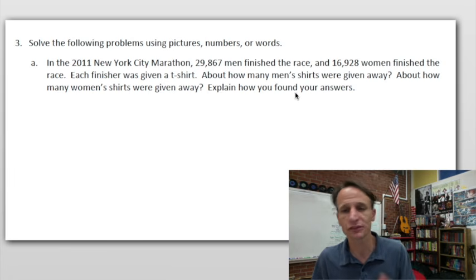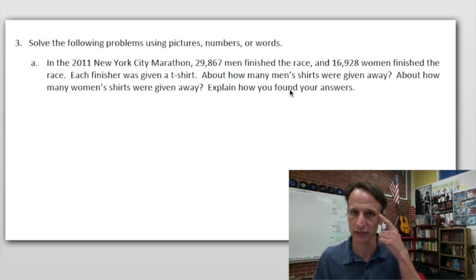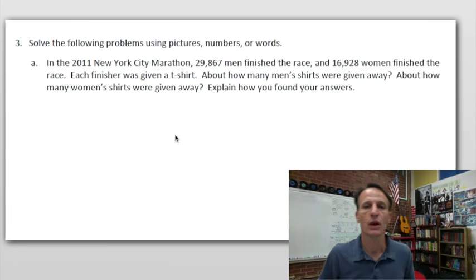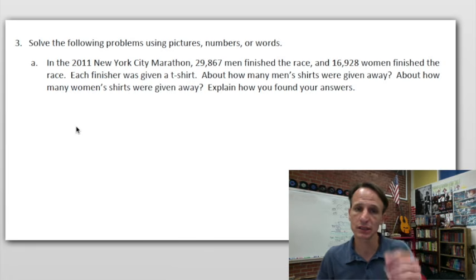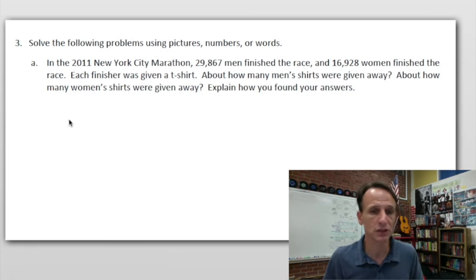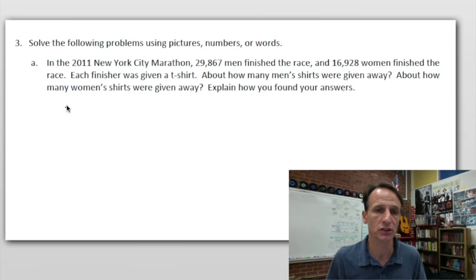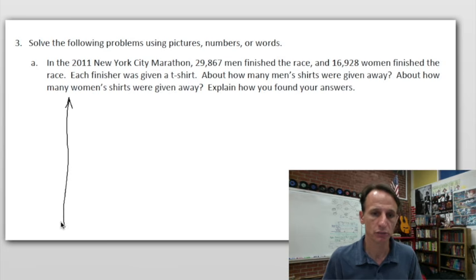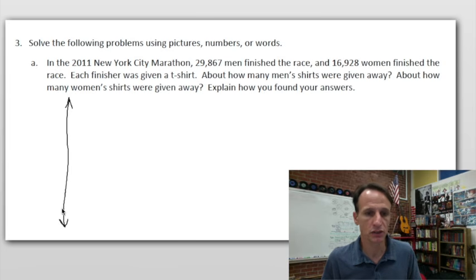So we have 3 things we need to do here. I always like to keep count so I don't forget something: how many men's shirts, how many women's shirts, and then explain. Well, it says we can use pictures, numbers, or words, and so I'm going to use a picture and numbers here. That's how we're going to roll. I'm going to do just a vertical number line. That'll give us a perfect explanation.